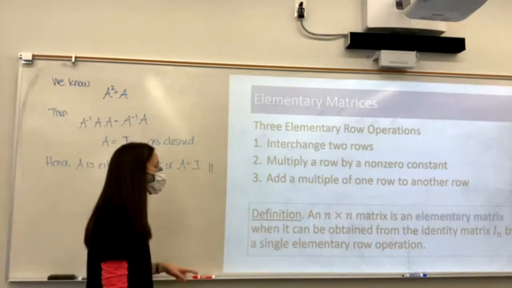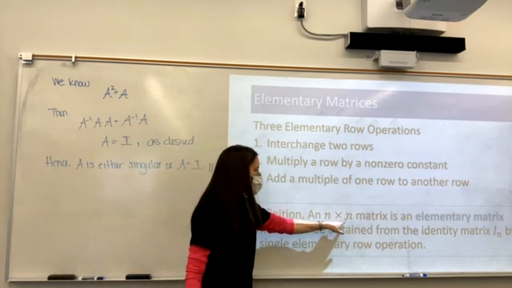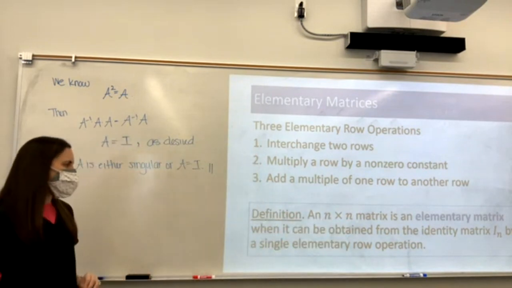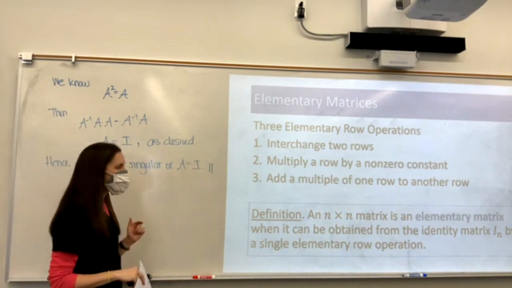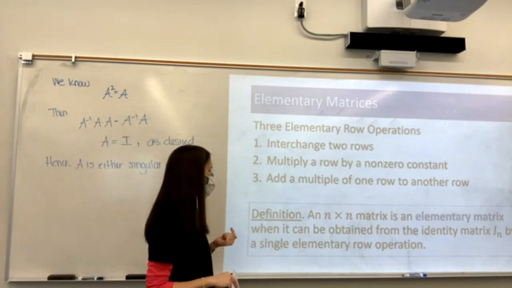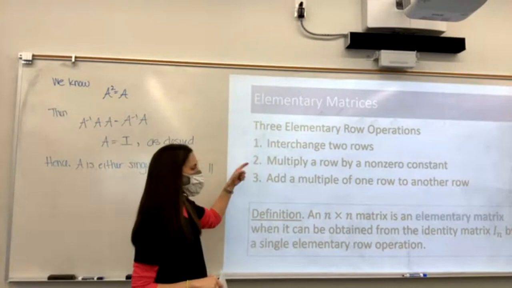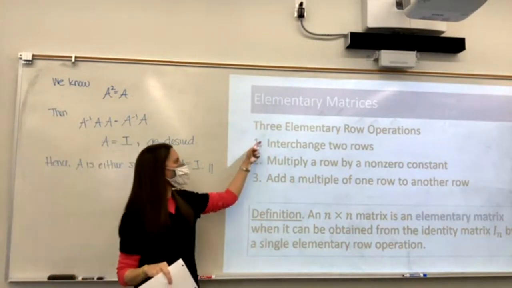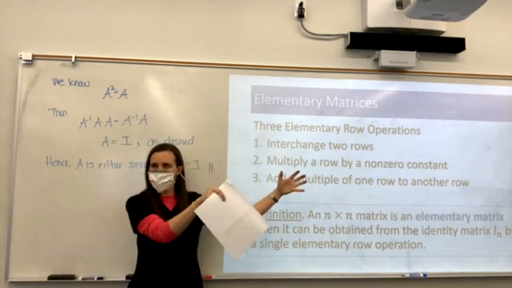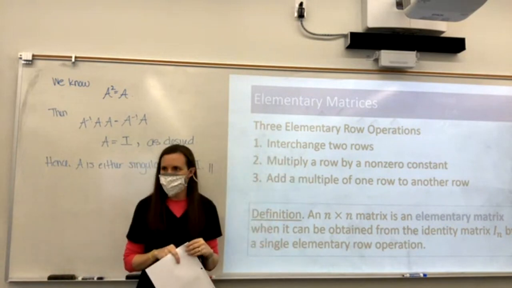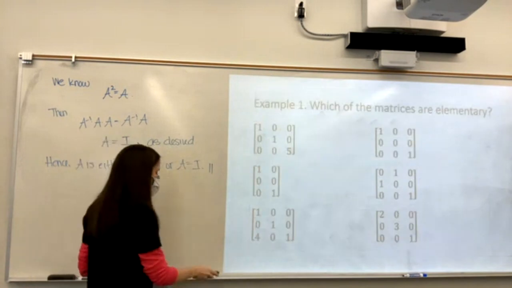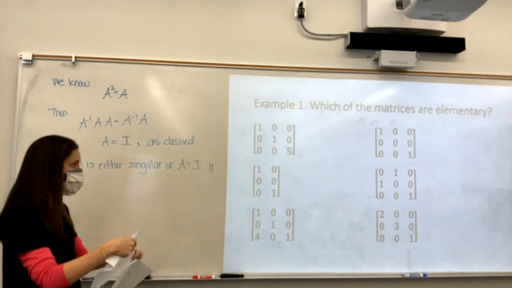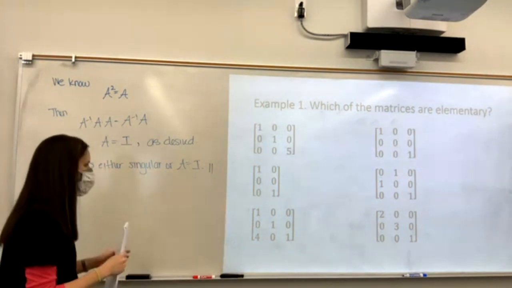Okay, so here's our definition. An n by n matrix, so it has to be square, is called an elementary matrix when it can be obtained from the identity matrix by a single elementary row operation. So we start with the identity, we do one of these things to it, and now we have an elementary matrix. Cool. Let's look at some examples and figure out which of the following matrices are elementary.